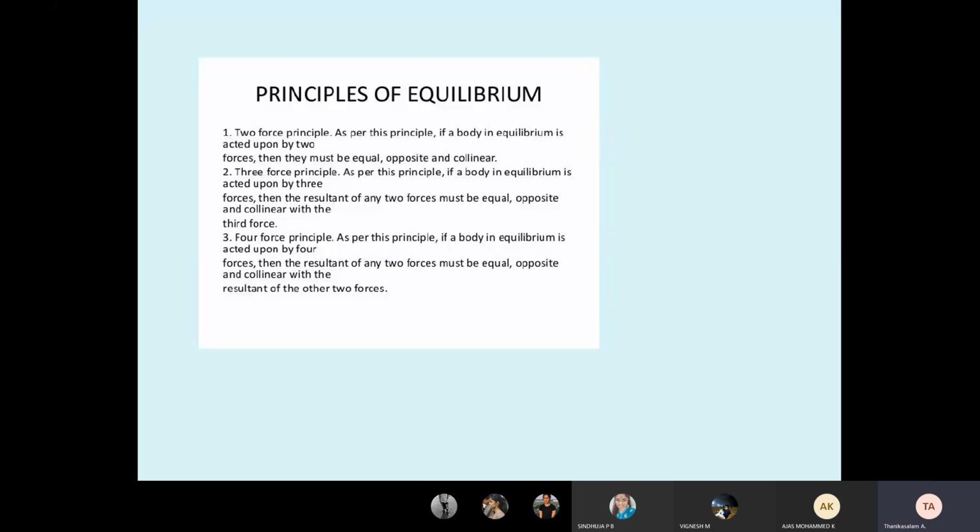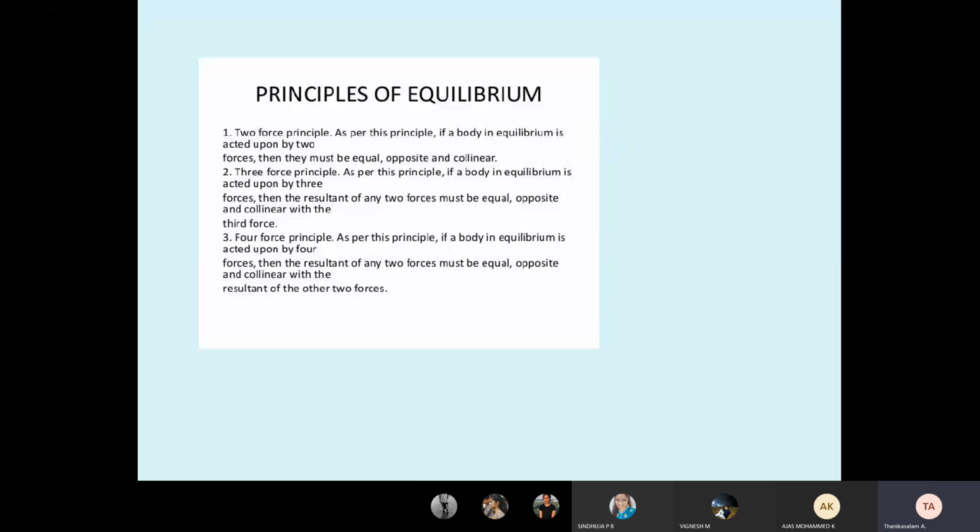See, when we are pulling a rope, that side and this side have equal force. Sometimes we are playing with friends, me on that side, my friend on the opposite side. Both sides have the same force. So, two force principle. We are not falling down, because the forces are equal. Therefore, it's a two force principle.